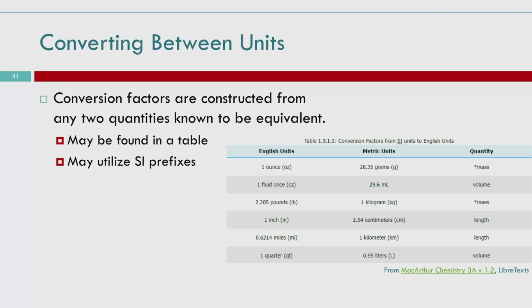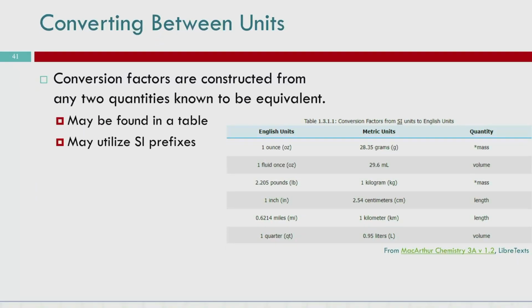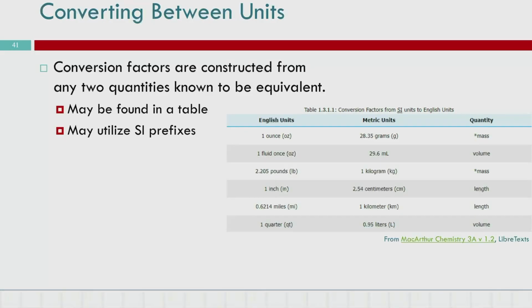We can make conversion factors from any two things that are equal. This is a table that shows some units that we can convert between. So for example, ounces, the unit of weight, not the unit of volume, and grams, we can convert between those two. 1 ounce is equal to 28.35 grams. We can also convert between fluid ounce, apparently. Fluid ounce, that's the volume form of the ounce, and milliliters, and lots of other things. There's lots of ways that we can convert between different things. And we can find them in a table.